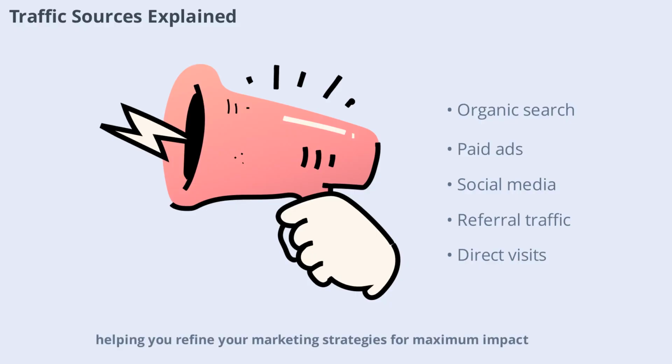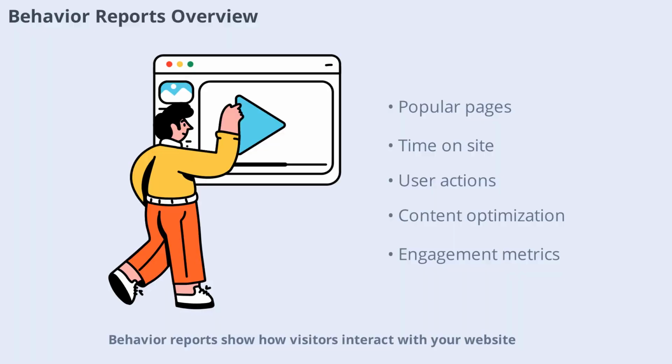Behavior reports show how visitors interact with your website. You can see which pages are most popular, how long users stay, and what actions they take. For small businesses, this information is invaluable for optimizing website content and structure. By analyzing behavior reports, you can identify areas for improvement, enhance user experience, and increase engagement.